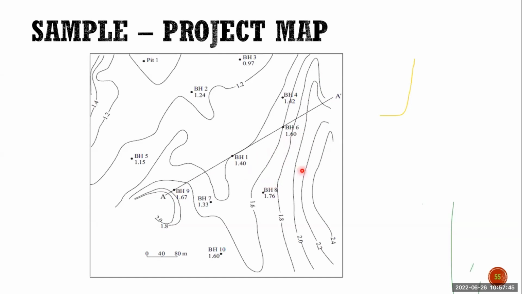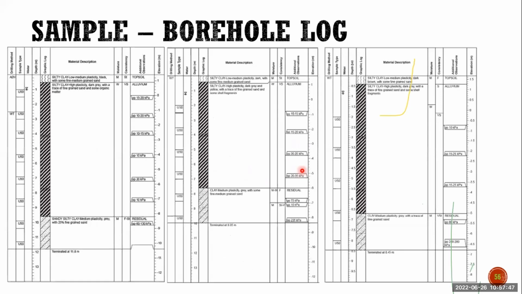Next slide. You can indicate the core hole logs also like this. For example, if you take a section, you can indicate the strata, how it is, the layer thickness also, the descriptions, everything you can mention like this. Next slide.